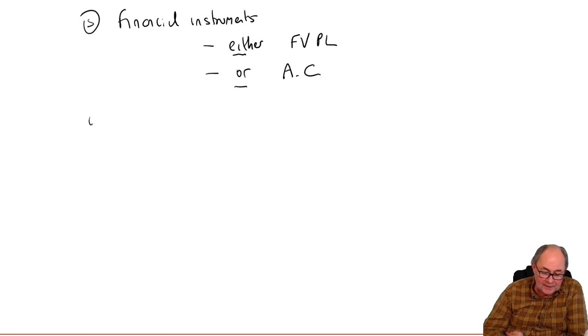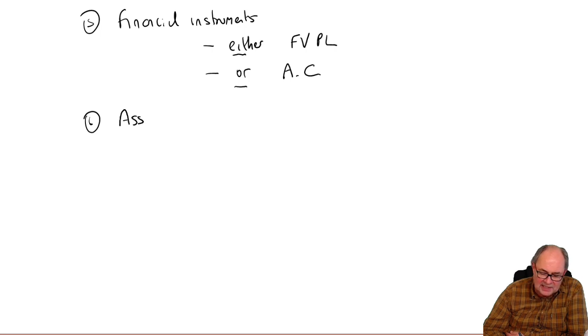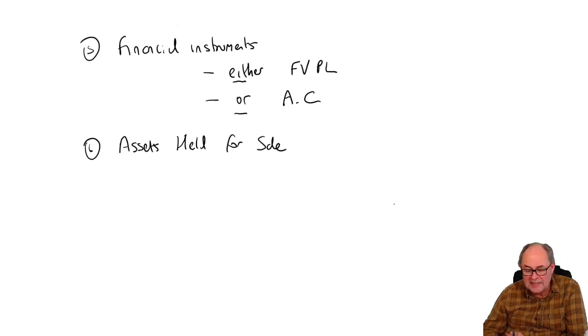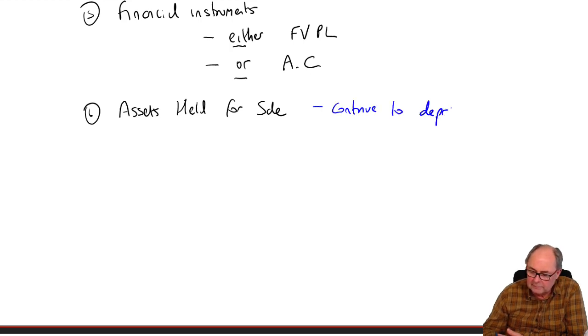Next, IFRS 5 says isolate discontinued and assets held for sale. So assets held for sale, there is no designation under UK standards. So assets held for sale, you don't do anything different. You continue to depreciate. And you do not move them to current assets.